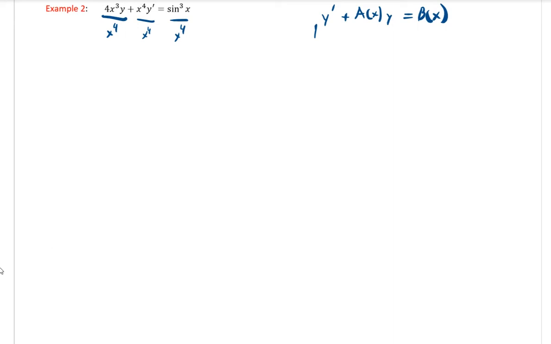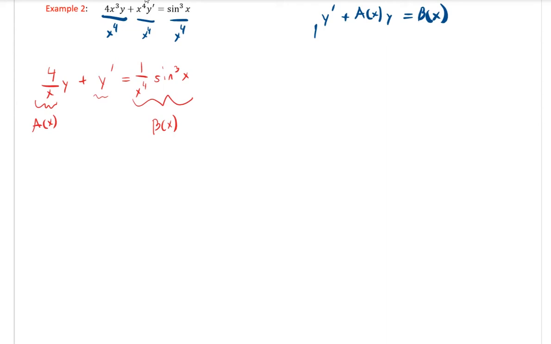So I'll use a red pen just for difference now. We have 4x cubed y divided by x fourth, which will give me 4 over x y plus y prime equals sine cubed x. I'll put the x to the fourth first, so I'll say 1 over x to the fourth sine cubed x. There's no reason for this, I just like to write it that way. And now we have y prime by itself. That's what we need. That means that this function here is a(x), and this long function here is my b(x).